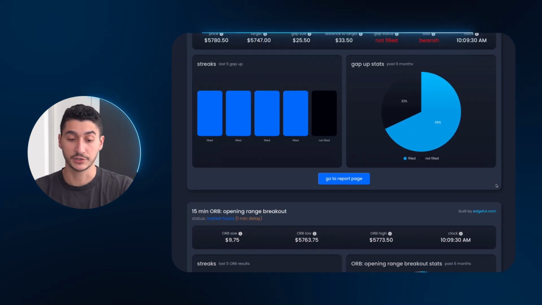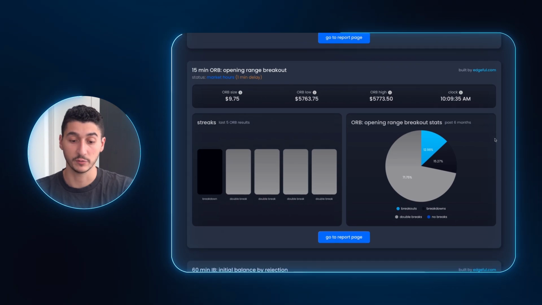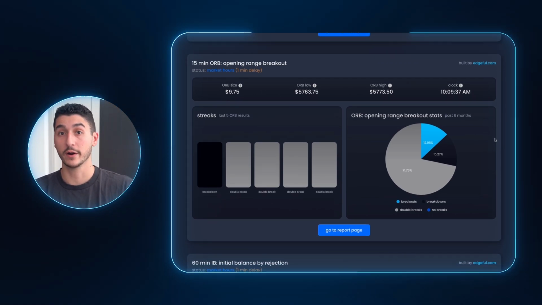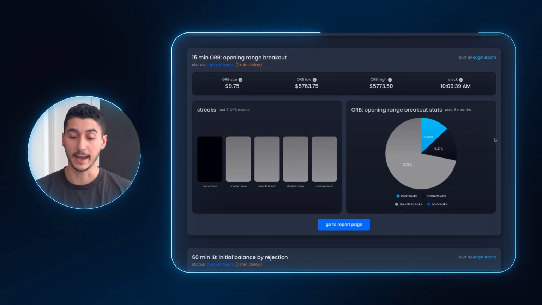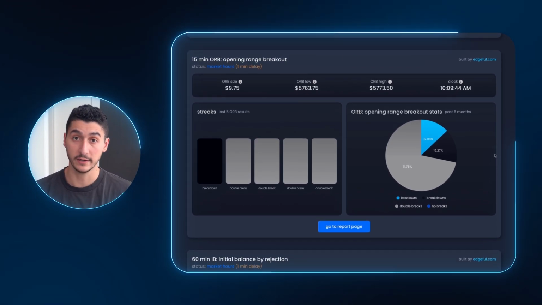And as you go down, you'll see the other reports and how you can use them. So for example, the opening range, it will tell you where your levels are, where your opening range high and low are. And one thing that we are going to add is whether the high or the low has been broken yet, or the double break.